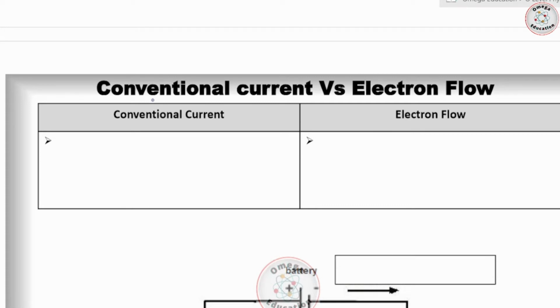But since previously scientists used to believe that the current is due to the flow of positive charges, so from positive towards the negative side, that kind of current is called conventional current. Now, the word conventional, if you look in the dictionary, means traditional. So traditionally, it was believed that the current is due to the flow of positive charges. That's why we call it traditional or conventional current, right?